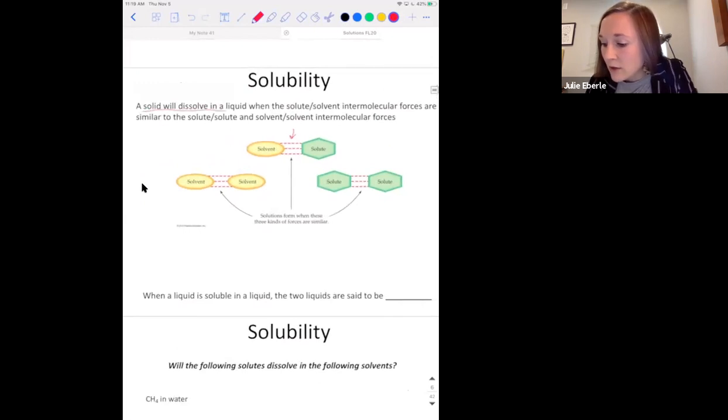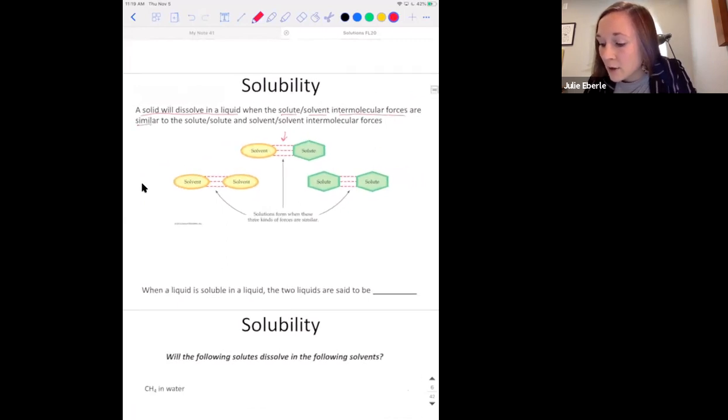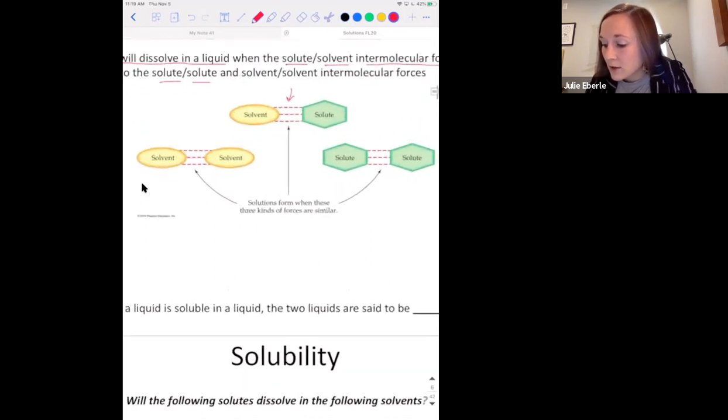A solid will dissolve in a liquid when the solute-solvent intermolecular forces are similar to the solute-solute forces and the solvent-solvent forces. So what does that mean? Let's look at this figure.